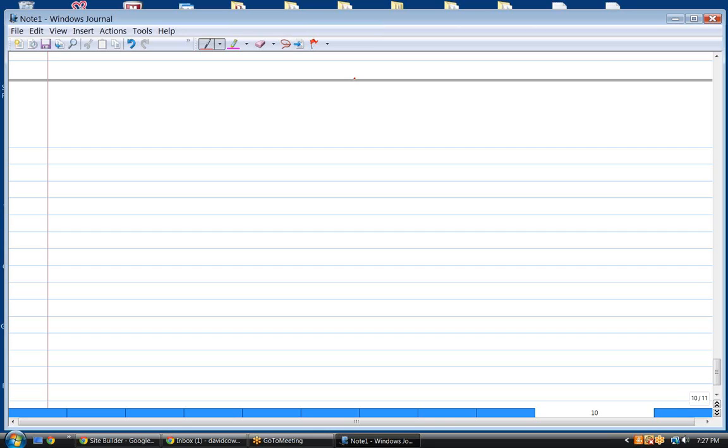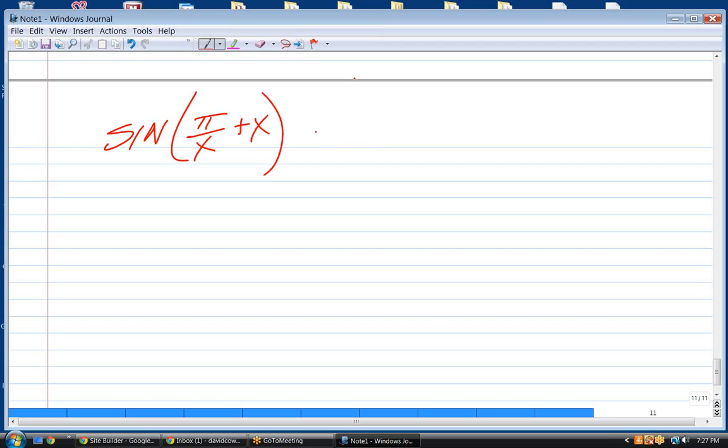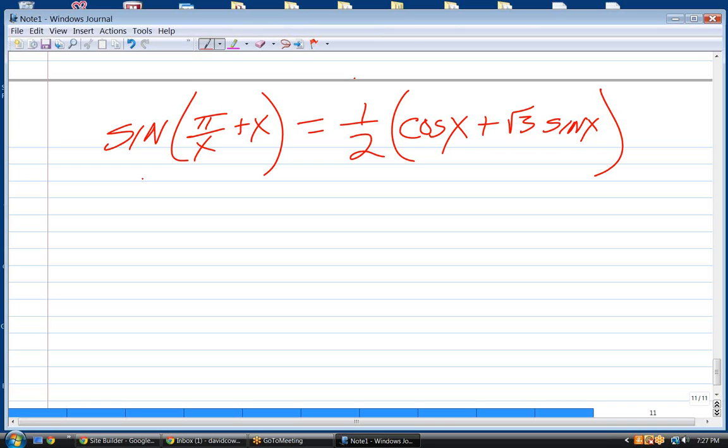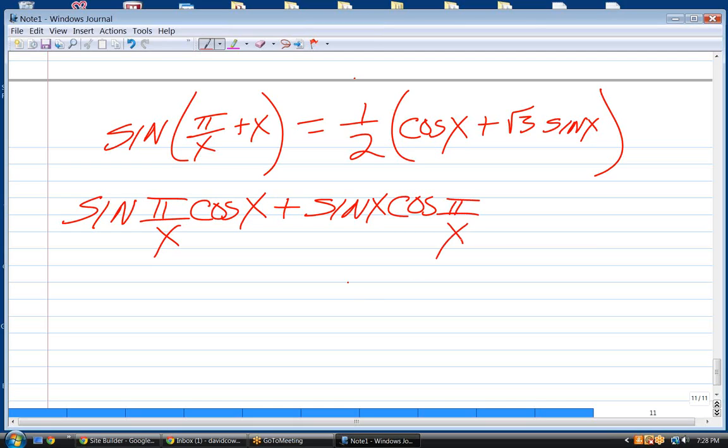Yeah, this one's a little bit more difficult. It's sine of pi over x plus x equals 1/2, and then in parentheses cosine x plus √3 sine x. Okay, let's use our sum and difference on that. Let me think about this for a second. Well, I can't think of anything else to do, so let's use our sum and difference formula. So that's the left side.